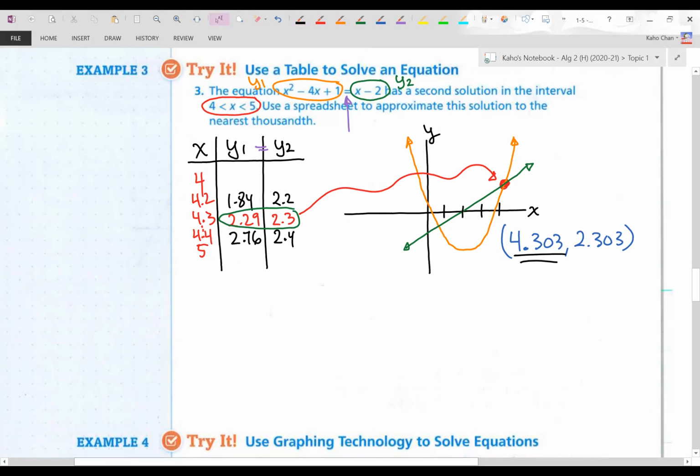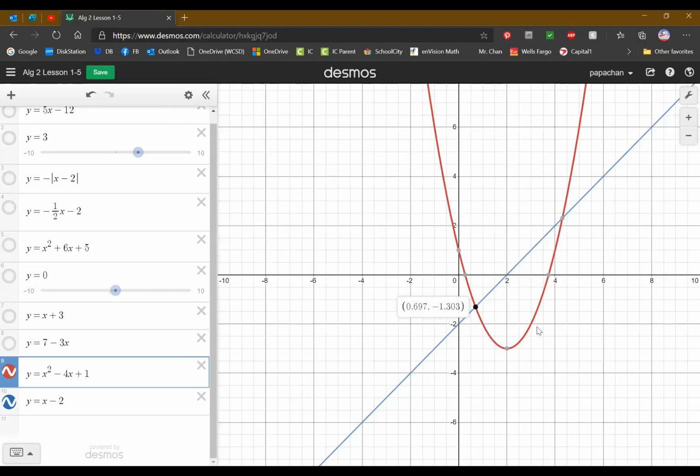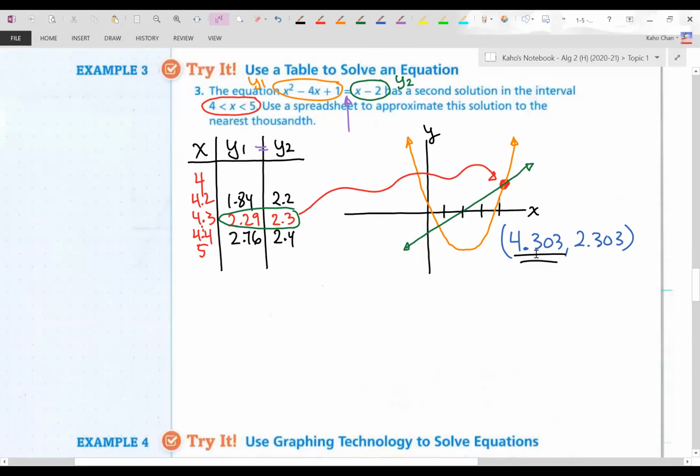Let me show you that under Desmos. And hover my mouse over there. Oh, there it is, 4.303 and 2.303. All right. Let's go ahead and jump to the last problem of the day. Any questions? This is the solution. This is where it equals. This is an approximate answer. Round to the nearest thousandth, okay?